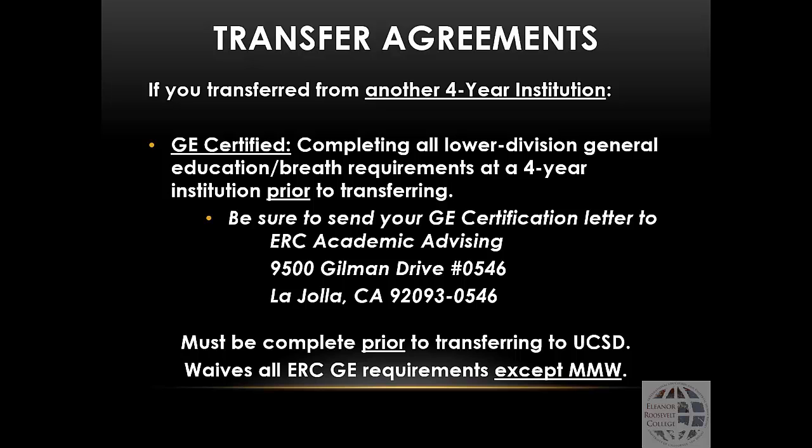An academic counselor from your previous institution must send a letter on official university or college letterhead to ERC Academic Advising. The letter must verify that all your lower division general education breadth requirements were complete prior to your transfer to UC San Diego. The letter should be sent to ERC Academic Advising. Note that some institutions do not provide such letters for students, in which case you will be an articulation student instead. As a GE certified student, you will be required to take MMW 121 and 122 to complete ERC GE requirements.